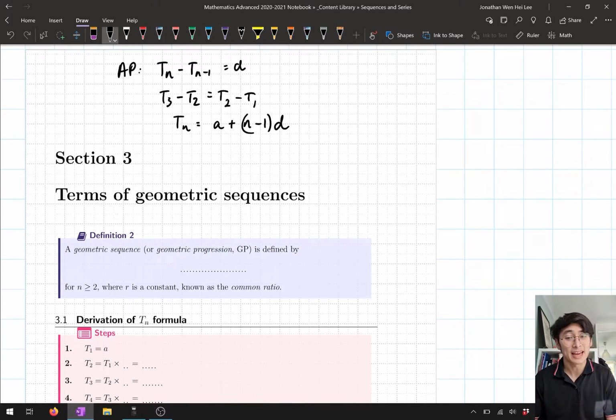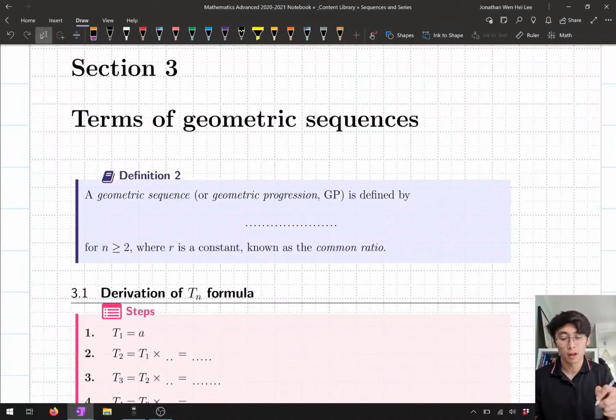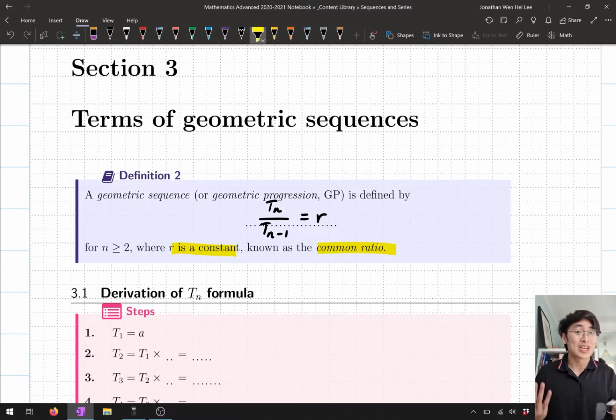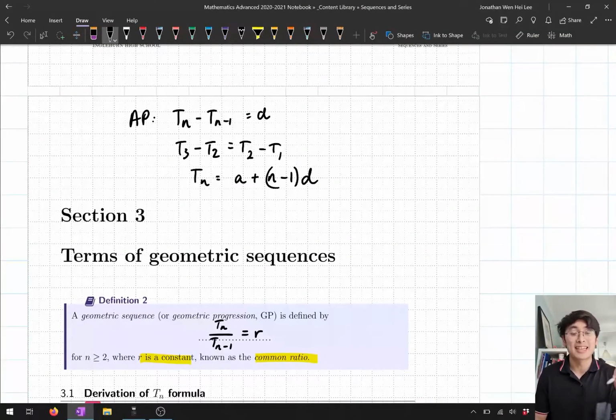What we're talking about today is a geometric progression. Now, with a geometric progression, a geometric sequence is defined by the following. Instead of doing subtraction of two consecutive terms, we take two consecutive terms and divide them, and that's equal to r, where r is a constant and it's a common ratio. So here, instead of going up by the same number each time, we are actually multiplying to get to the next term.